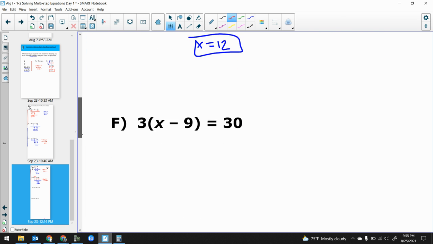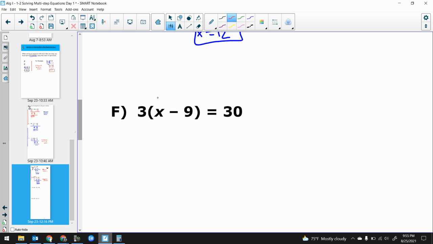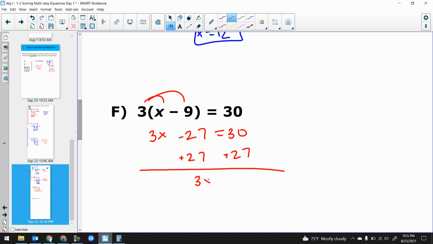Okay, 2 more problems here. I see this 3 that I have to distribute in first. Distribute the 3. That'll get us 3x minus 27. Now I start to solve. I see the minus 27 here, so I'm going to add that 27 over to the other side. So 3x is equal to 57.